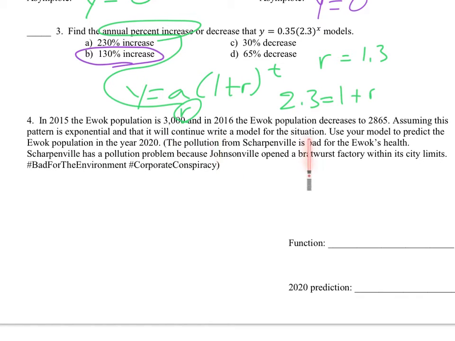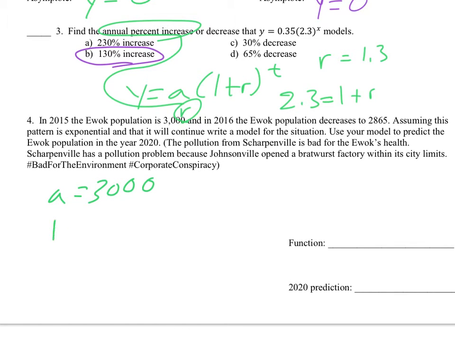So what we want to do is write a model for the situation. We'll put that here. And use the model to predict the Ewok population in the year 2020. So we'll take a look at doing that. So one of the first things we need to do is figure out our model. So just like we have our model here, this is the model we'll use for the Ewok population. Now our initial amount will have 2015 really be our year 0. So our initial amount will be 3,000.